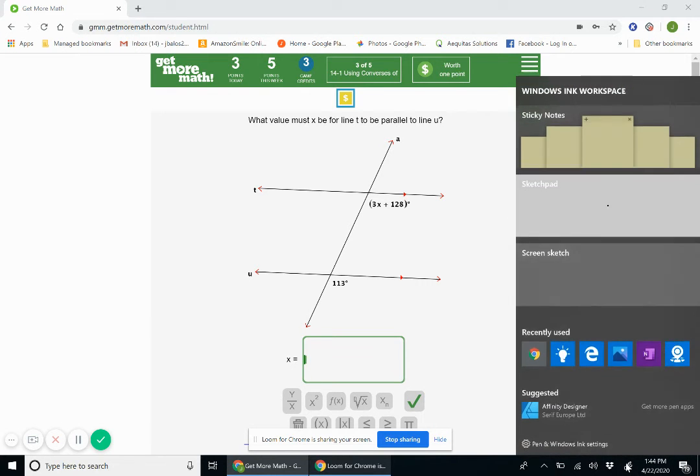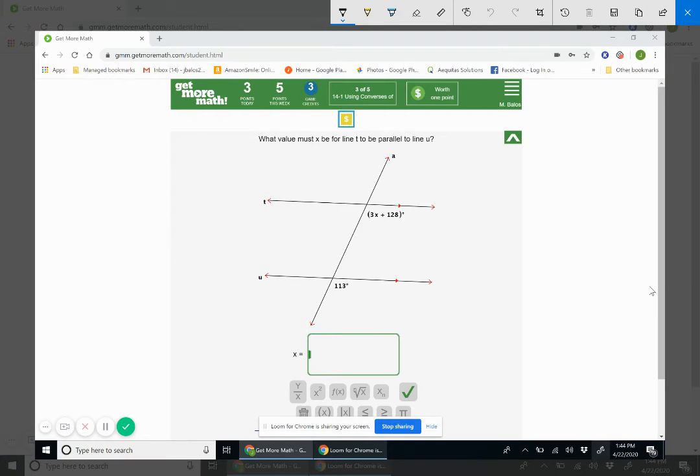What's the first thing you got to do? Figure out what kind of angles they are. Okay, here is our transversal right here. They're both on the same side of the transversal. They're both to the right of it. But are they both in between the two lines? This one is, but this one's outside. What kind of angles are these? They're not same side interior. They're both in the bottom right-hand corner, so they are corresponding angles.